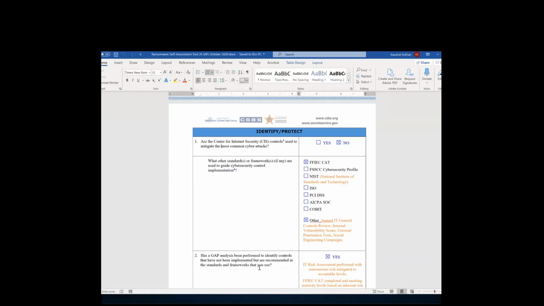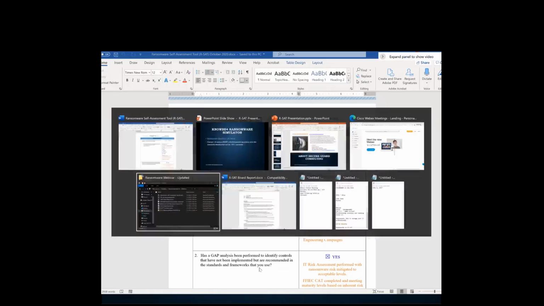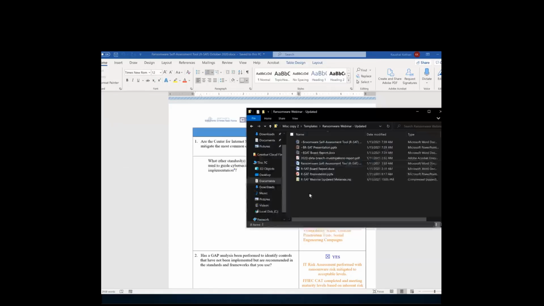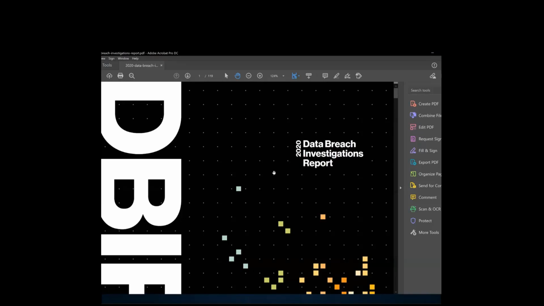And so if we look at, I have this data included in the material that I've sent out to you, and I'm going to resend this out after this call just to make sure everybody on the call has this. But I put in the 2020 data breach investigations report. It's the Verizon 2020 Data Breach Investigations Report.